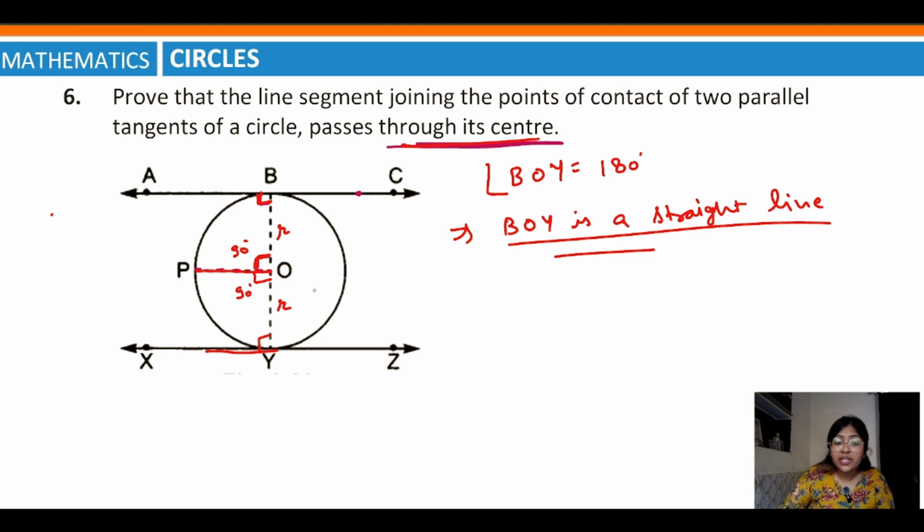Because the radius and tangent make an angle of 90 degrees with each other. So this will be the center of the circle, this is the tangent XZ for the radius, and this will be the tangent for the radius OB. Okay, and this is also a straight line. It means this will pass through the center and the question is done. Got the solution? It is an NCERT question. Okay, now move to the next question.